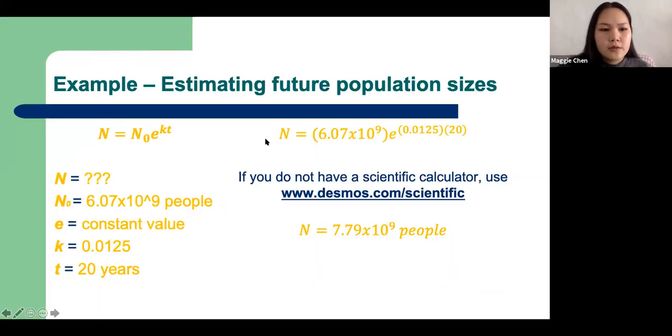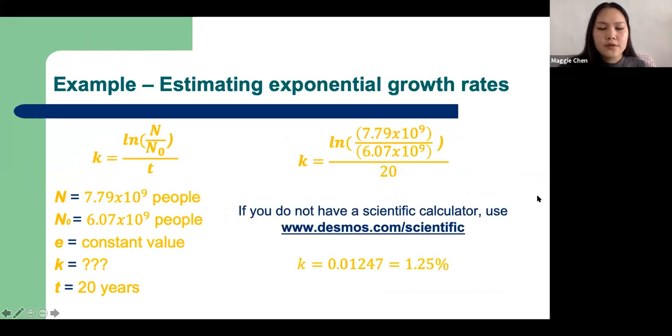That's how we can use this equation as is. But there are also other ways we can solve for other variables within this equation. Say we're trying to find the exponential growth rate. This is the equation that we saw from the last slide, but rearranged where we're now looking for k, our growth rate. If we rearrange the entire equation, this is how we can plug in all of these variables to find our k.